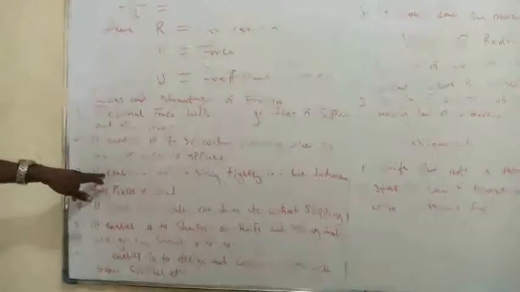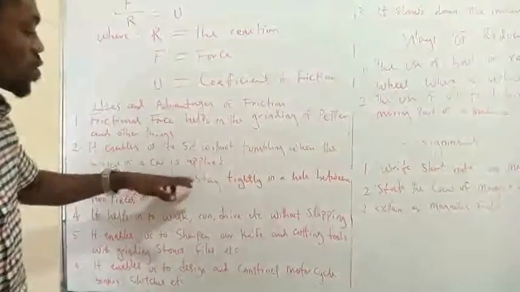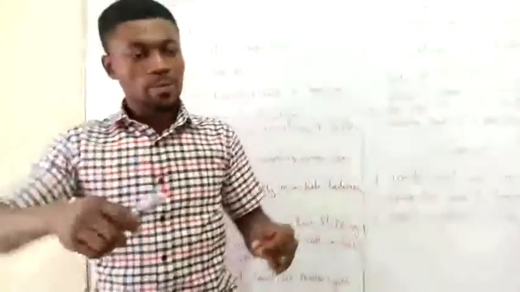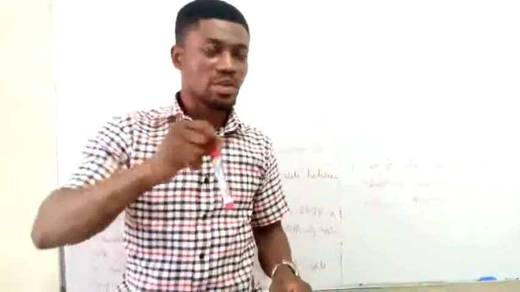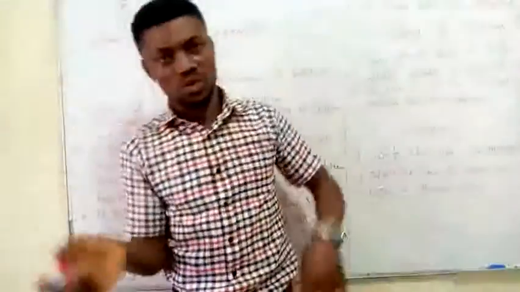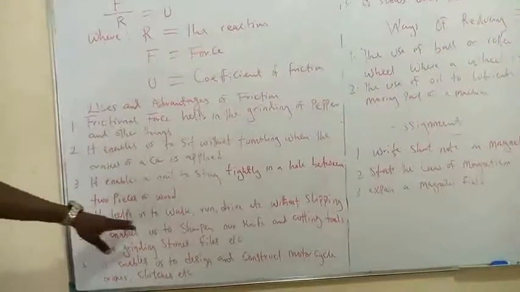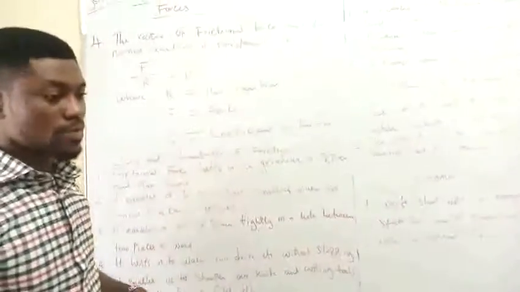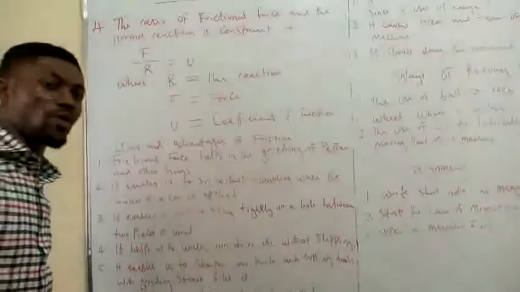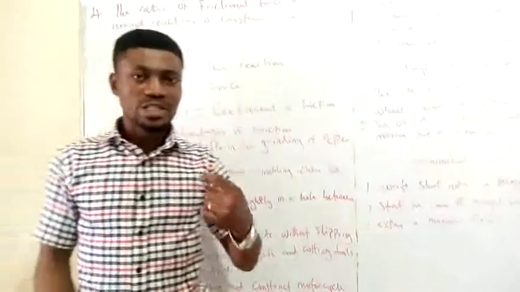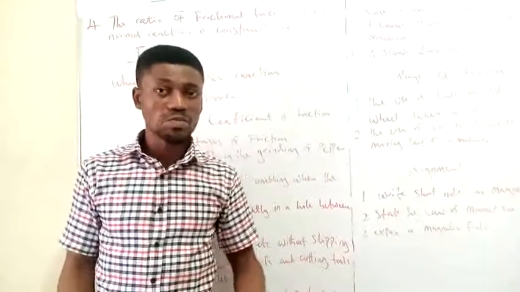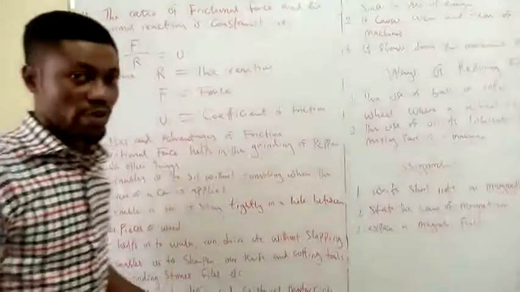Number 3 is that it enables a nail to stay tightly in a hole between two pieces of wood. So now you have a wood. As a furniture designer, you put your nail inside. It is frictional force that enables that nail to stay in there tightly without being loose, to fall out. We also have here that it helps us to walk, to run, to drive, etc. without slipping. Of course, with frictional force, you have your balance. You walk without slipping or falling, except if you walk on a very shiny or smooth surface that has been wet with maybe water or substances or lubricants that could make you slide and fall. But on a normal ground, you can walk without falling because of what?